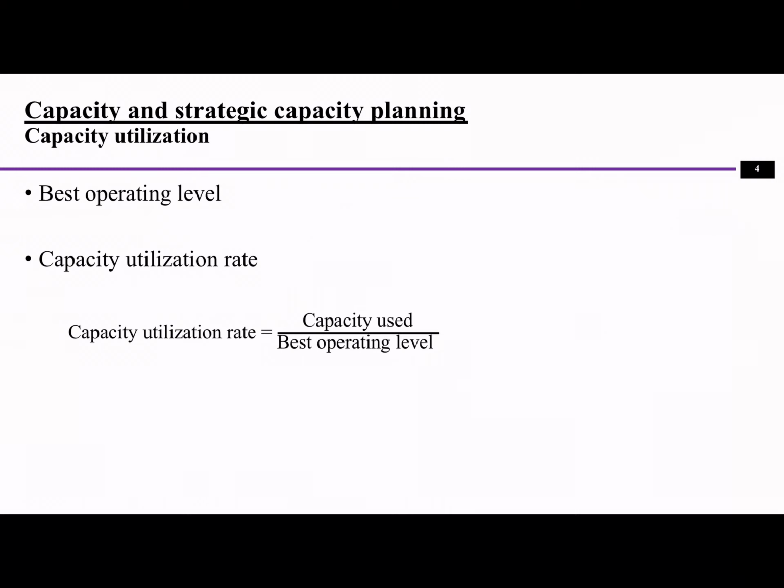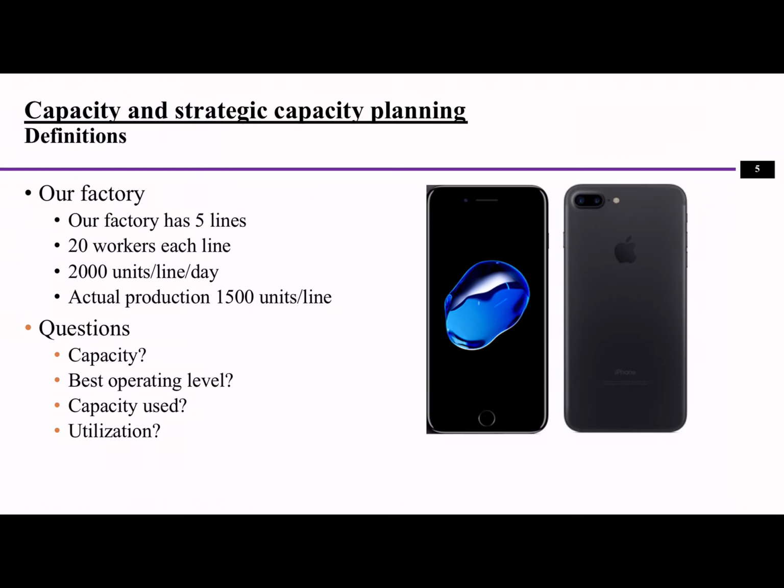Two concepts here. One is the best service level or best operation level. The best operation level means the maximum capacity you can reach of your whole production system. While the capacity utilization rate means the rate at which your capacity is actually used compared to the best operation level. So it's a rate.